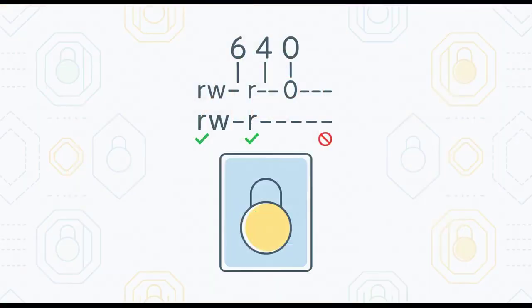Permission 640 means the owner gets read and write as RW, the group gets read only as R, and others get nothing at all. This is typical for configuration files that should be private. Only the owner can change them, the group can read them, and everyone else is locked out entirely.